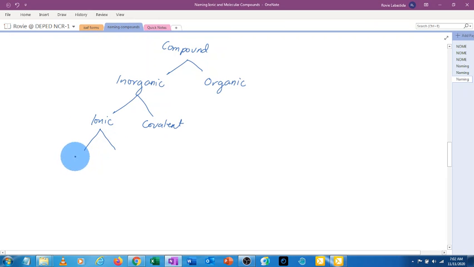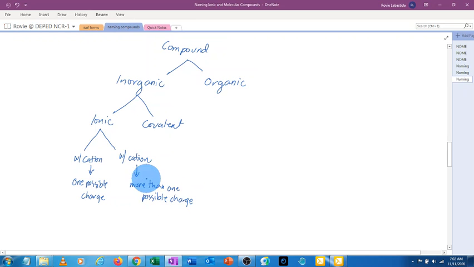ionic compounds with cation that has only one possible charge, and also ionic compounds with cation that has more than one possible charge.